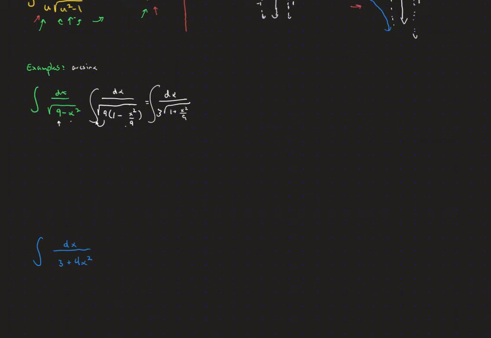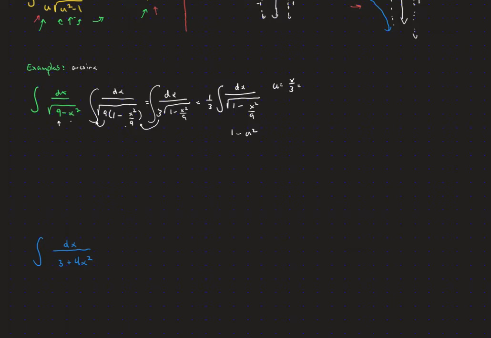Now, that 3 in the denominator can come outside our integral, so it's going to be 1/3 integral dx over square root of 1, and I said a plus there, but that's really a minus x squared over 9. Okay, now we're making progress. It has the form now of 1 minus u squared inside that radical. That means our u squared is the x squared over 9. That means our u substitution is going to be x over 3. See how that works? Because then u squared is x squared over 9.